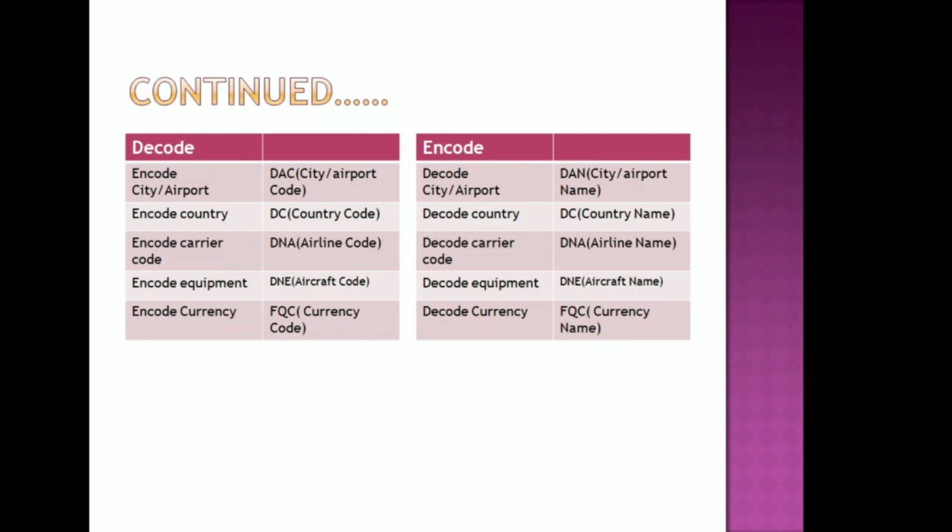Now moving to next, which is encode. That means you know the name and you want to know the code. So for city or airport, it's DAN and you have to enter the city name or airport name.